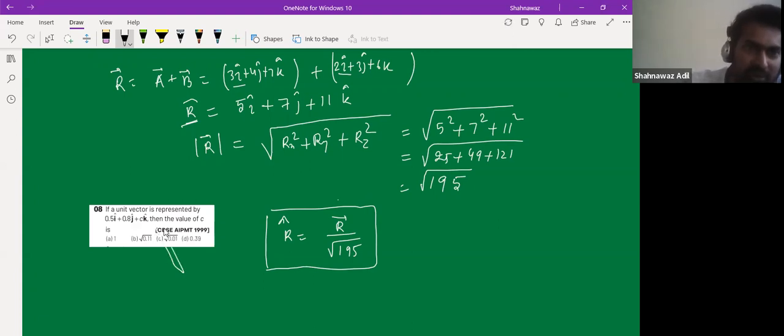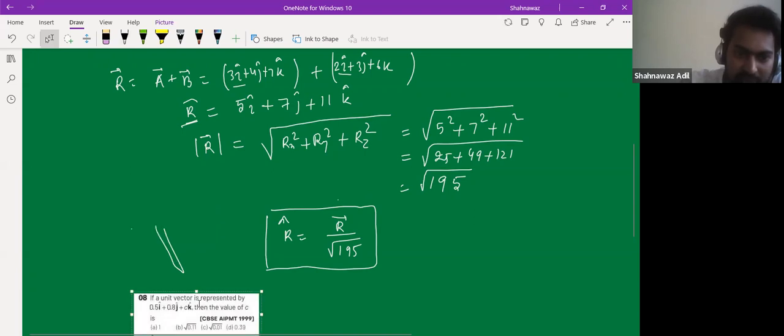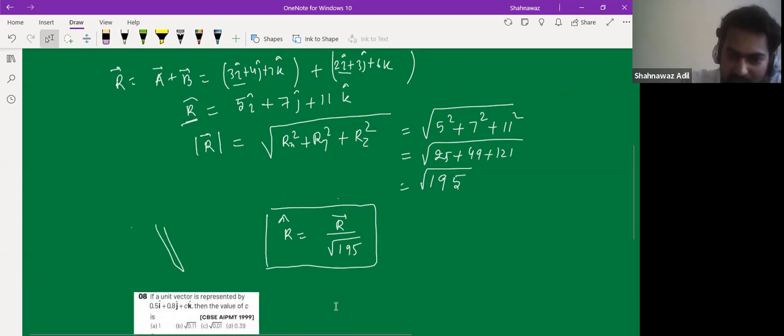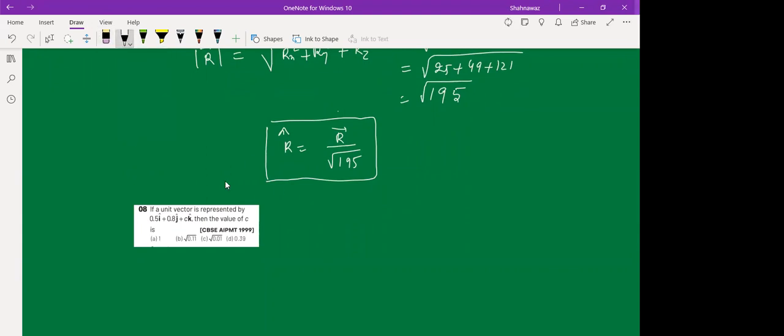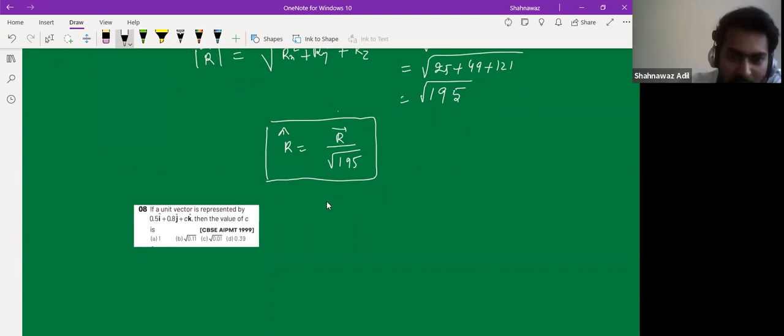So let's do this question together. This is a question of CBSE AIPMT 1999, and we'll do this together. So is everyone with me? So what is given here?